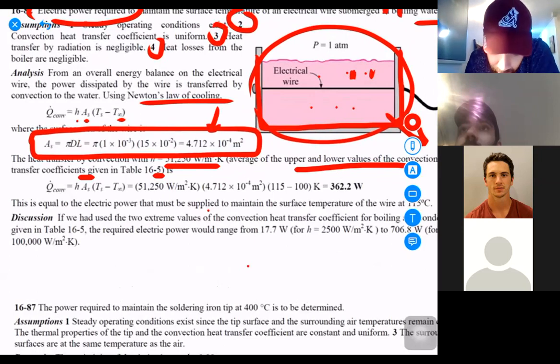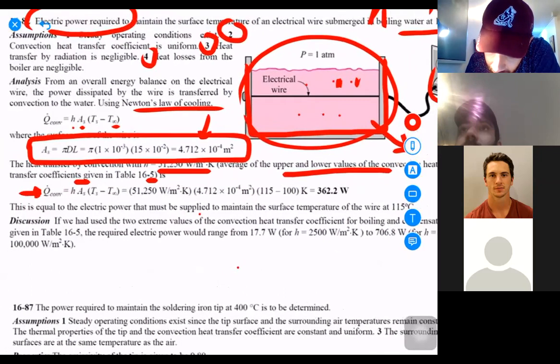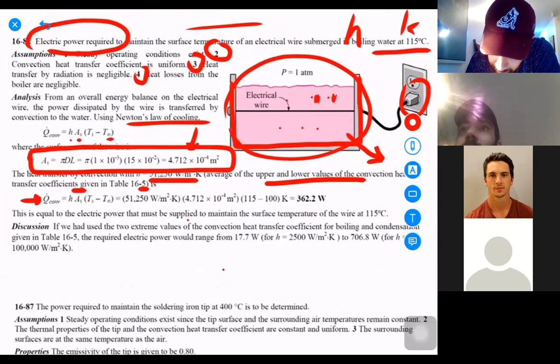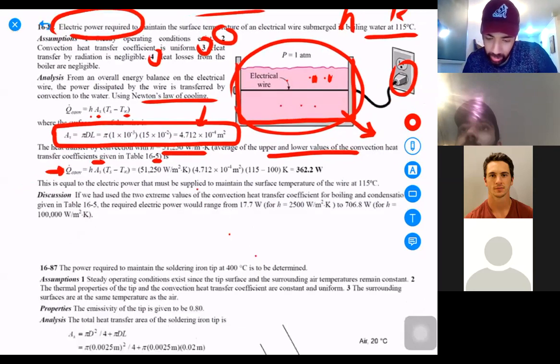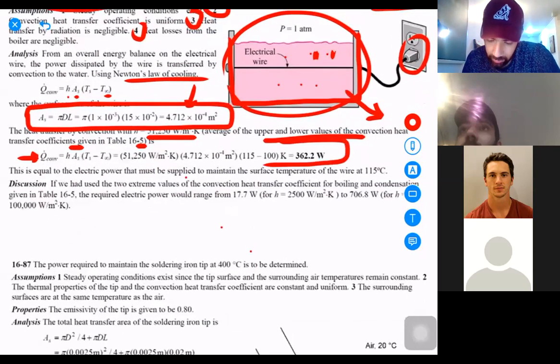And substituting that amount in the convection heat rate, I will have H times A times the temperature difference, which is 115 minus 100. That is actually the temperature of the water, and that is the temperature of the surrounding air. That would give us an amount of 362.2 watts.